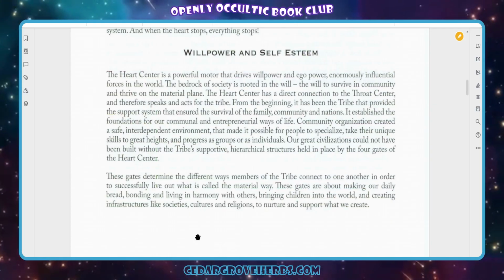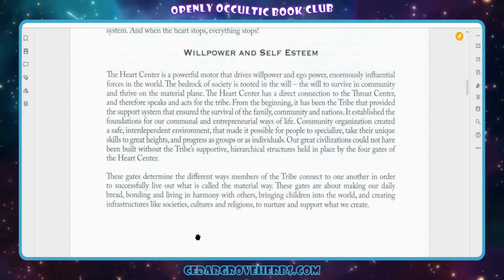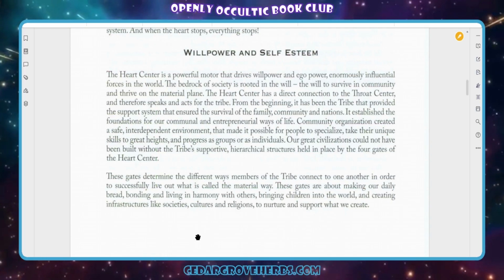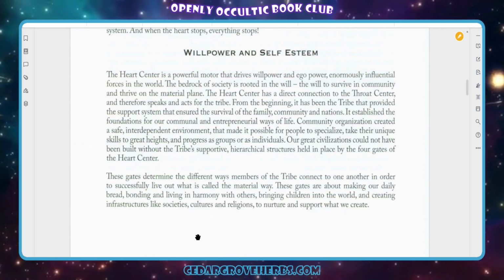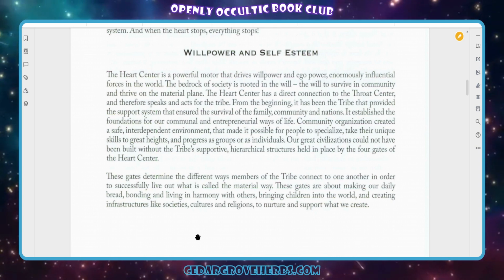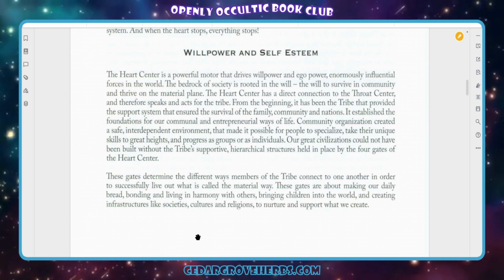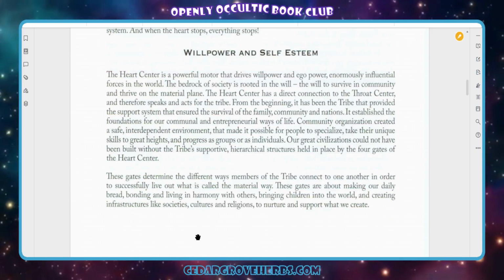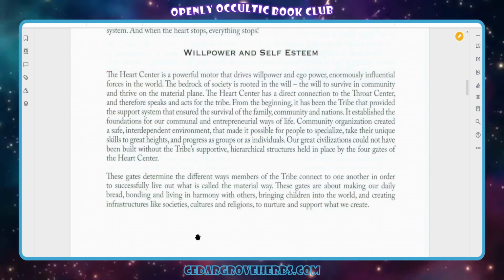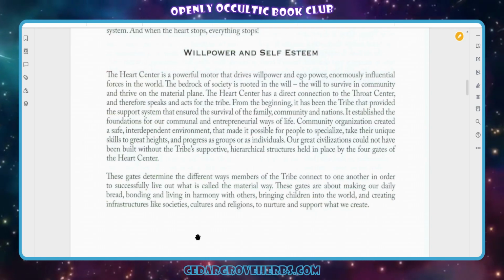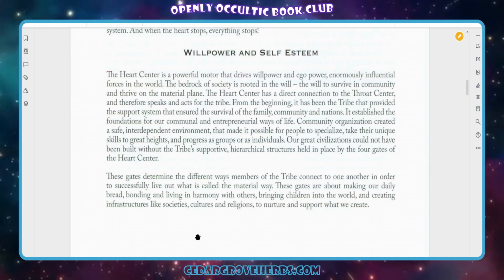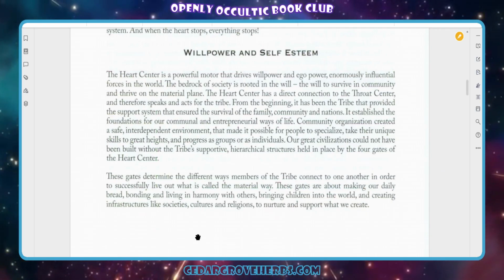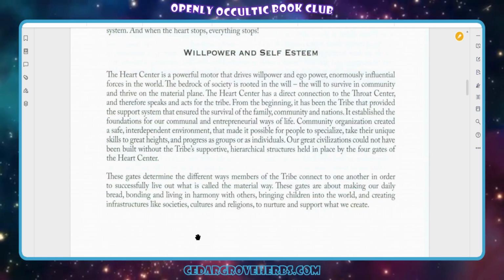From the beginning, it has been the tribe that provided the support system that ensured the survival of the family, community, and nations. It established the foundations for our communal and entrepreneurial ways of life. Community organization created a safe, interdependent environment that made it possible for people to specialize, take their unique skills to great heights, and progress as groups or as individuals.